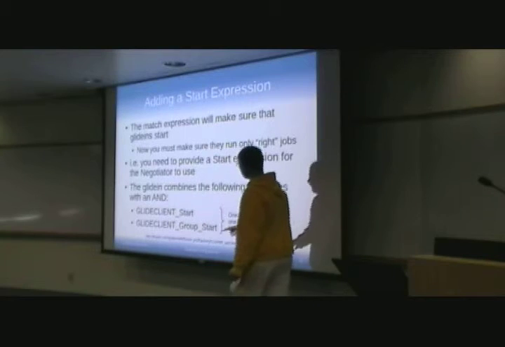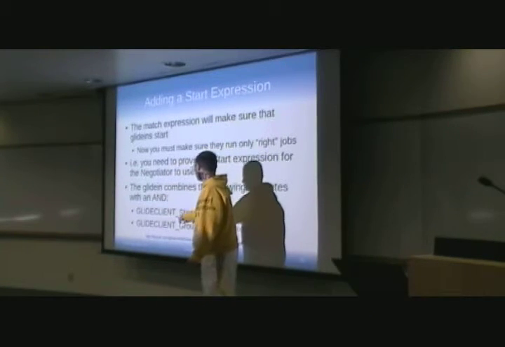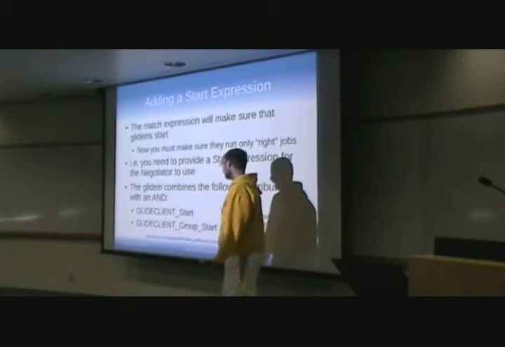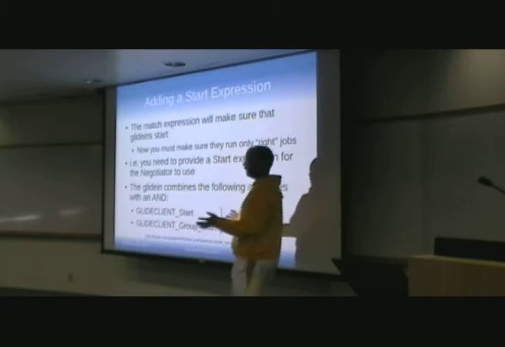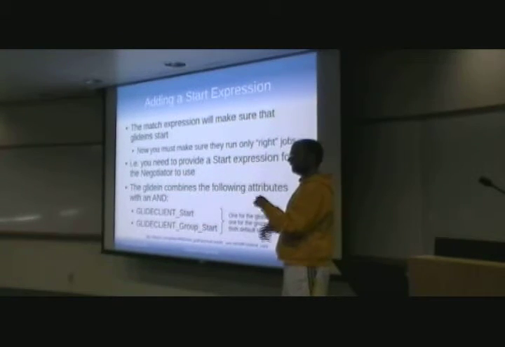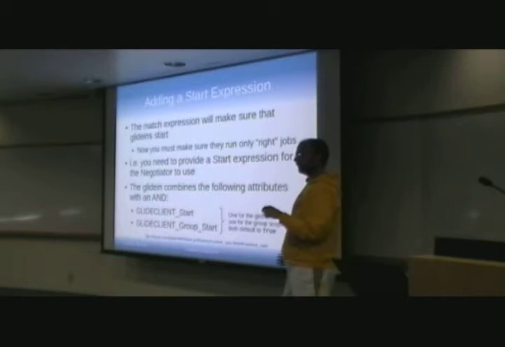There are two attributes that you can set: glidein_client_start and glidein_client_group_start. While you can put them anywhere, the idea is that you put this in the group section and in the global section, and they will be ANDed together. So you can have both without overriding. As I said, if you have two attributes with the same name in both the global and the group section, the group one wins, and the global one never existed. This way you can have both set, and they will just be ANDed together.